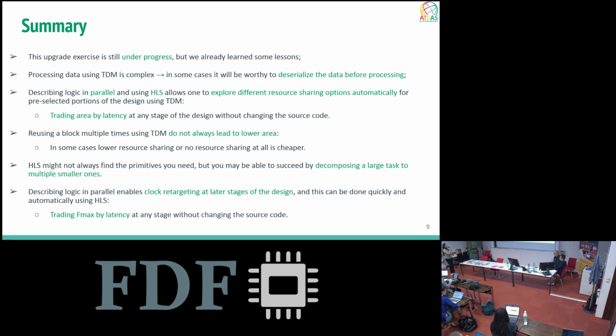We also learned that sometimes using a block multiple times will not give us the better area, like in the example of the multiplexer, or the multilinear encoder, where sometimes you get fewer blocks, but the area is bigger, because sharing this resource increases the logic a bit. And also, we learned that sometimes we need to decompose a large task into multiple smaller ones to be able to run at the desired frequency. And we can trade frequency for latency by retargeting the clock in the high-level synthesis tool. And this can be done without changing any line of the source code. It's automatic by the tool. So, thank you.